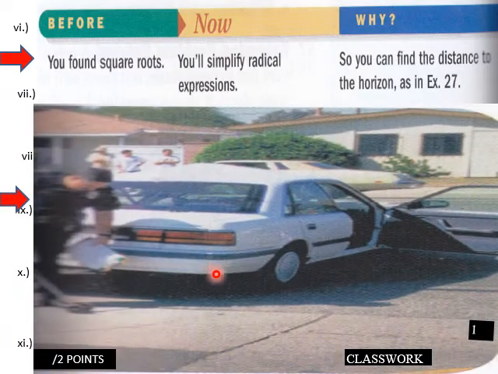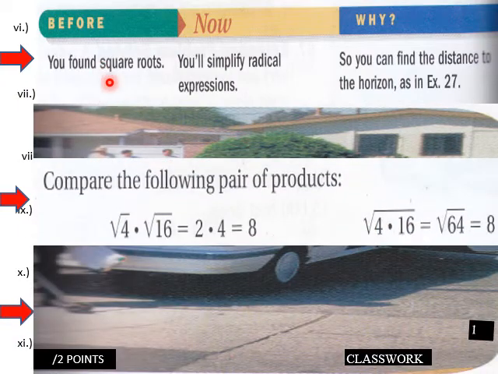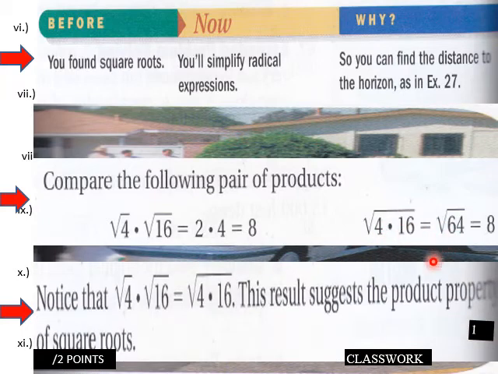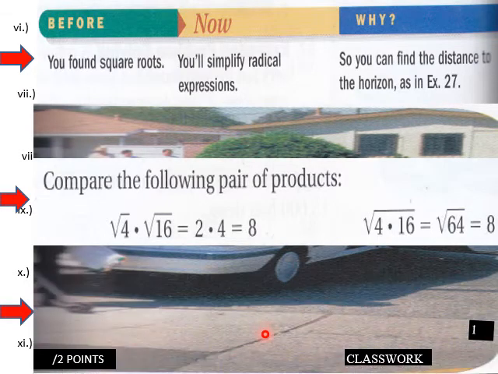Into our lesson today, you found square roots. Compare the following pair of products. So we have radical 4 times radical 16 equals 2 times 4 equals 8. So this would be the same thing as the square root of 64. You can factor it into radical 4, radical 16 would be the same thing. These are two perfect squares here. So this result suggests a product property of square roots.